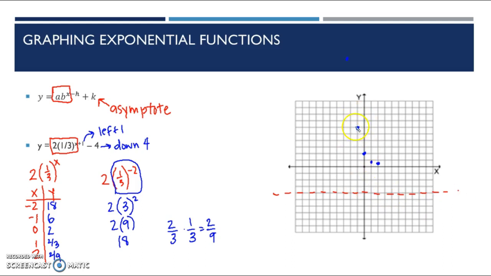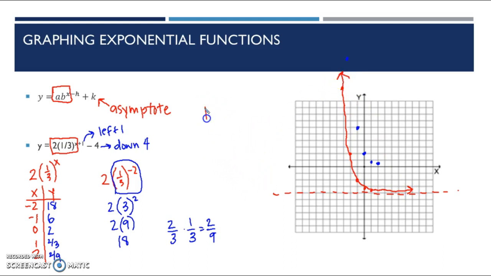And then take all of my points, and we're going to go left 1, down 4. Alright, about there. Left 1, down 4. Left 1, down 4. And this one, we're going to go left 1, but it's still going to be up here somewhere, so we'll estimate there. And then I'm going to try to connect to get my exponential curve.